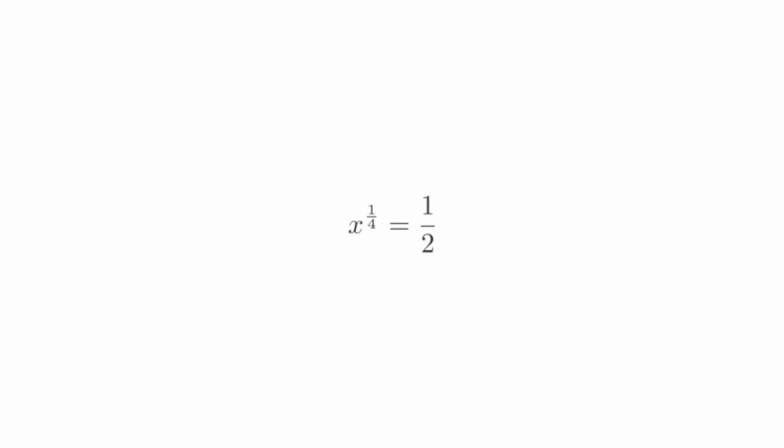To solve for x, we need to undo the 1/4 power. We do this by raising both sides of the equation to the 4th power. This simplifies to x equals 1/16.